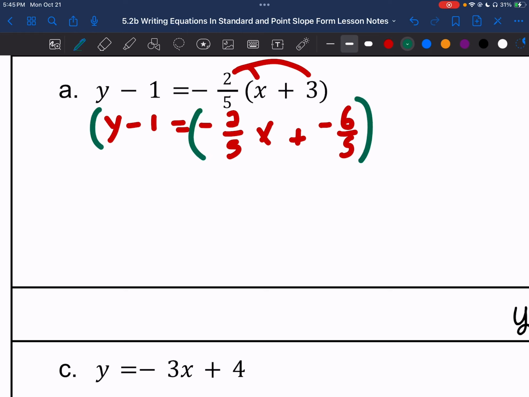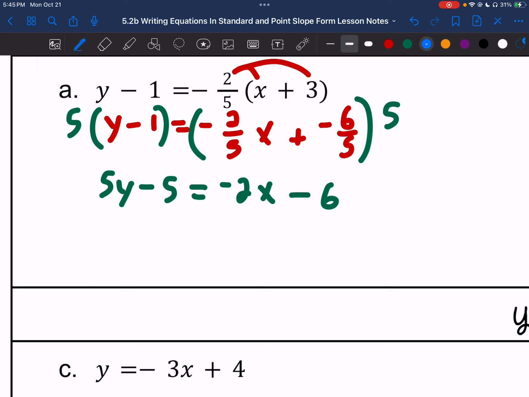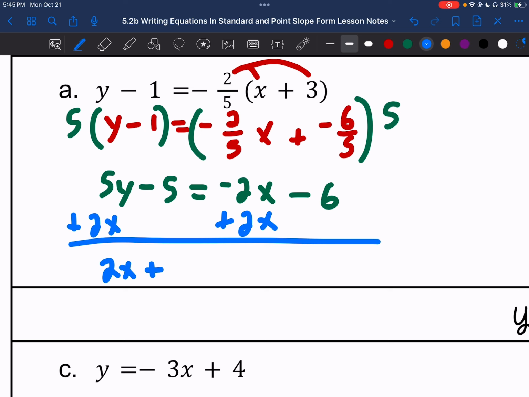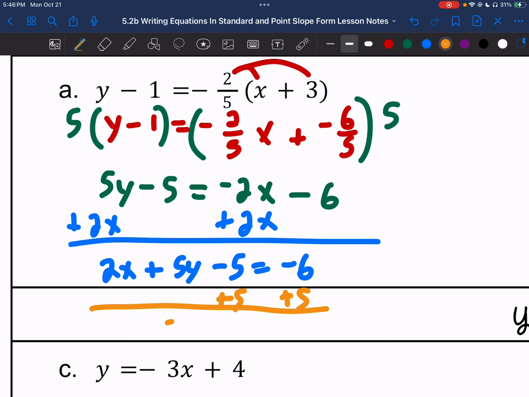So I'm going to need to multiply both sides of my equation by something that is a common multiple of the denominators so that the fractions go away. In this case, I'm going to multiply both sides of my equation by 5. So on the left side, I get 5y minus 5 is equal to, on the right side, negative 2x minus 6. So now we add 2x to both sides. We get 2x plus 5y minus 5 is equal to negative 6. And my next step is going to be to add 5 to both sides. And I get 2x plus 5y is equal to negative 1.